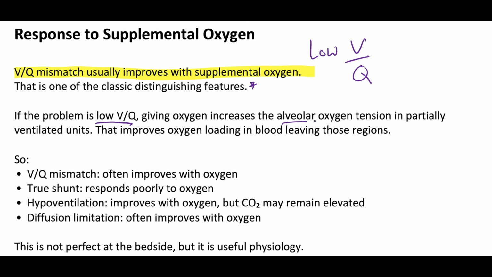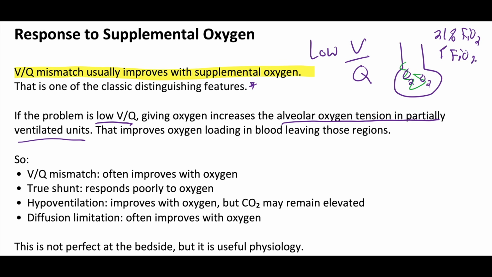Giving oxygen increases the alveolar oxygen tension in these partially ventilated lung units. So again, you have an alveolus, maybe you have some pneumonia in there. So let's say at room air, 21% FiO2, you're getting, let's say, 2 oxygen units in there. But if we increase the amount of inspired oxygen, and we go up 5x to 100%, instead of 2, you're going to get 10 oxygens in there, and that's going to improve the arterial oxygen tension in these units, which is going to improve the oxygenation. So VQ mismatch often improves with oxygen.